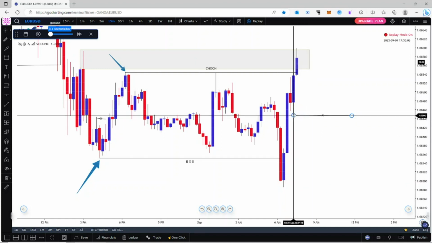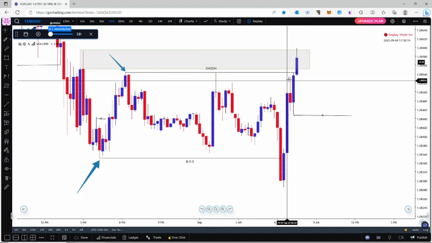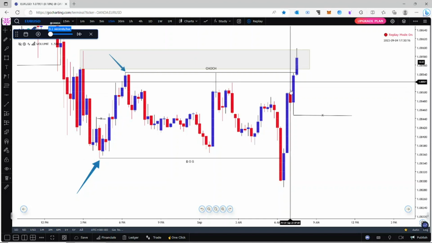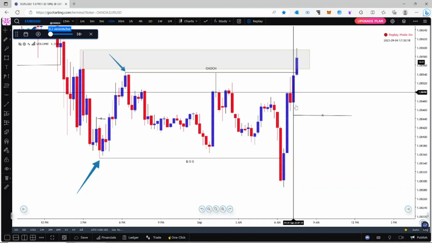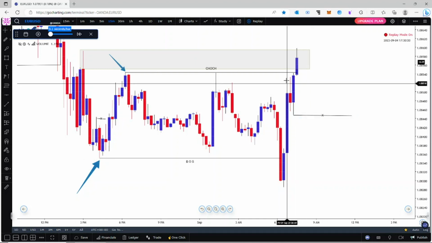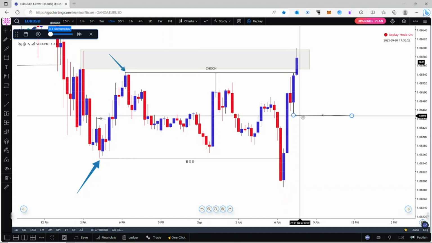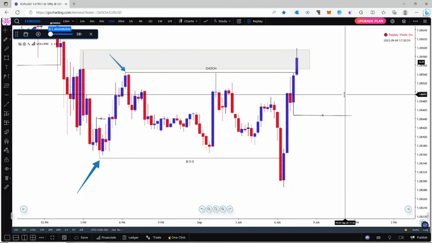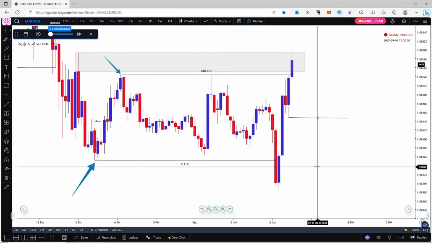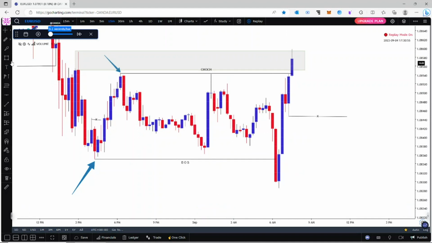Why is this an internal low? This red candlestick here is our highest candlestick, and its low has been taken by the green one. So since the highest candlestick's low has been taken, then we have a valid pullback. So let's see where we can buy from.